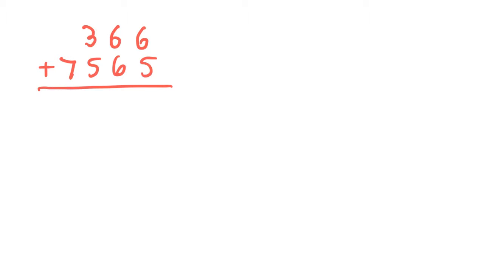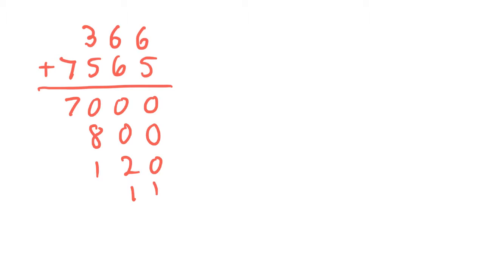So first, I'm going to start with my thousands place, and nothing plus 7,000 is 7,000. I will do my hundreds next. 300 plus 500 is going to give me 800. And next, tens, 60 plus 60 is 120. And finally my ones, 6 plus 5 is 11. And now I simply add those up, and there is my answer.